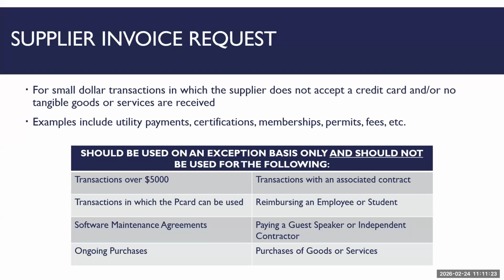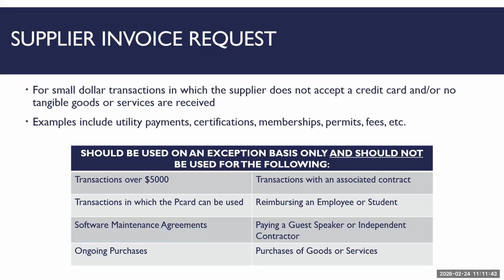So I think it's been a little bit better now, but we still do see some requisitions coming through for certifications and memberships or different types of permits, and they have to go through the whole approval process. If you want to limit that and be able to pay those off right away, you can use the SIRs for that.